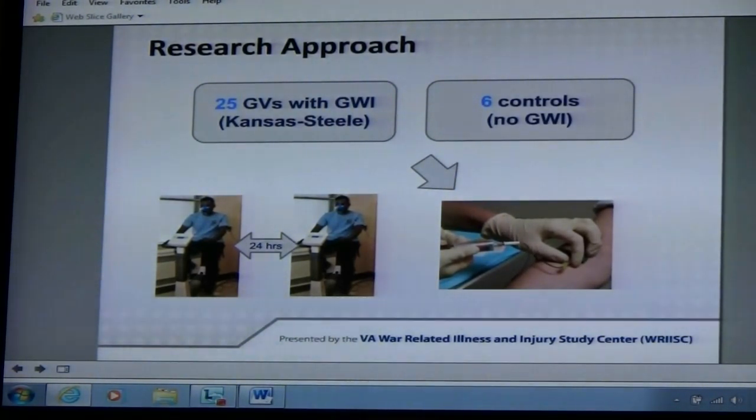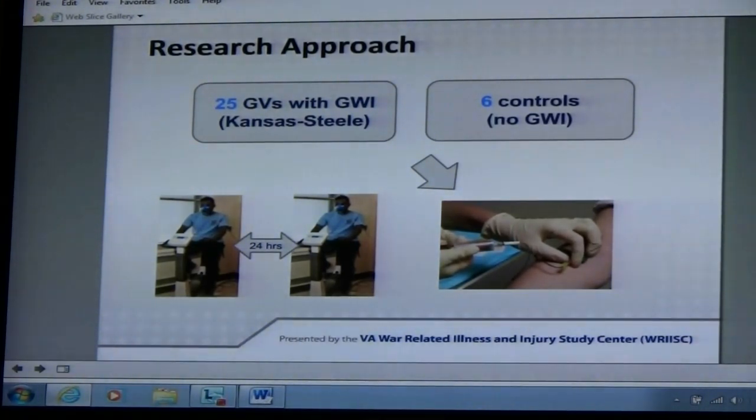Could you tell us what the controls are? Sure, the controls were of similar age and gender, not meeting criteria for Gulf War illness. Were they veterans? The majority of them were veterans. We have included a couple of civilians. Those are not presented here today because we were trying to wrap up the study. So this is very preliminary. We're still trying to recruit the additional group. We did use the Kansas criteria to identify cases or controls. No, thank you for clarifying.